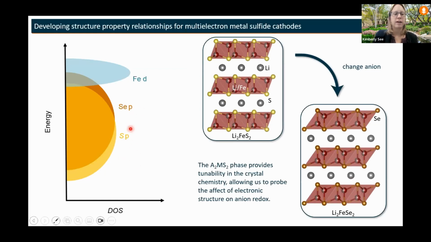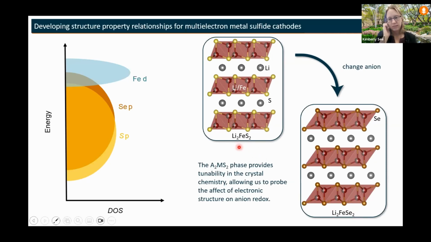So we moved from a sulfide to a selenide. We're moving down the periodic table, so the P states are higher in energy. And so we should get a more covalent metal-anion bond by doing that. And we were able to show that the Li2FeSe2 end member is isostructural to the Li2FeS2 end member.